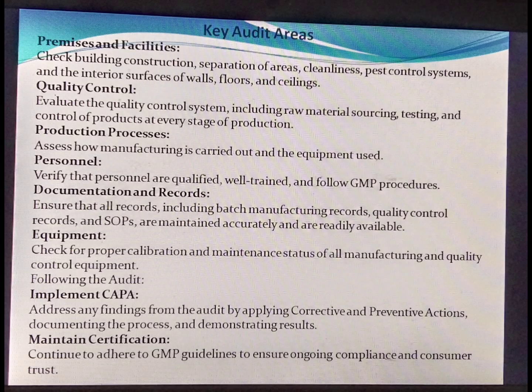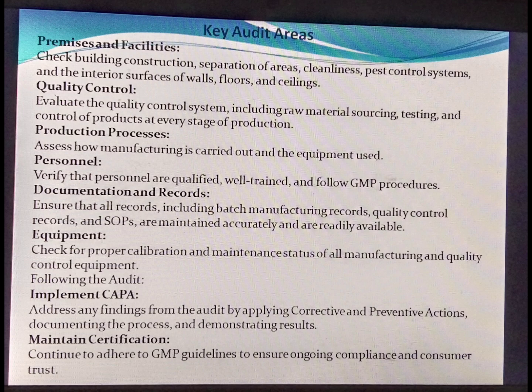Premises and facility: check building construction, separation of areas, cleanliness, pest control system and the interior surfaces of walls, floors and ceilings. Quality control: evaluate the quality control system including raw material sourcing, testing and the control of product at every stage of production. Production process: assess how manufacturing is carried out and equipment use. Personnel: verify that personnel are qualified, well trained and follow GMP procedures.